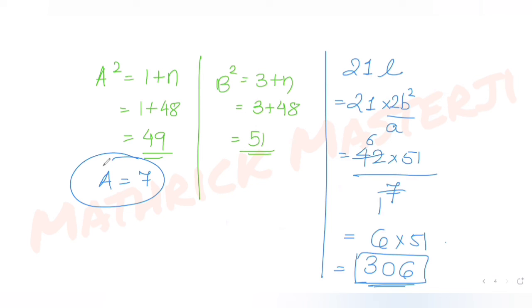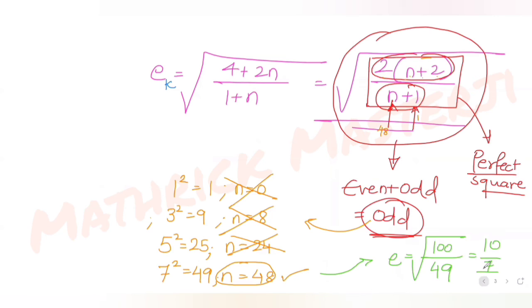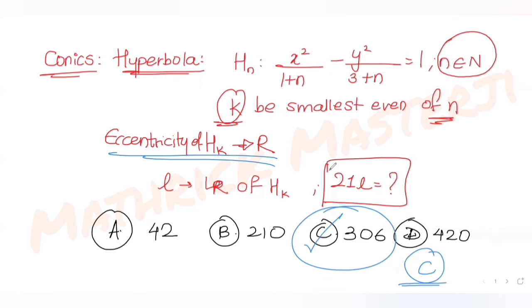Once I get that, I got A, I got B square, I got 21 times L question to be figured out, and that came out to become 306. So that matches with option C, and C becomes the correct answer for the question that is given to us.